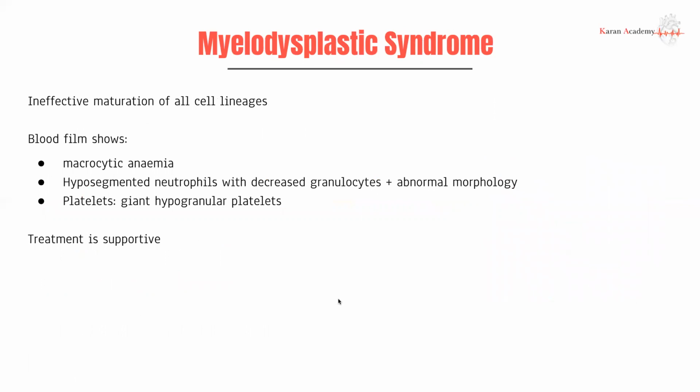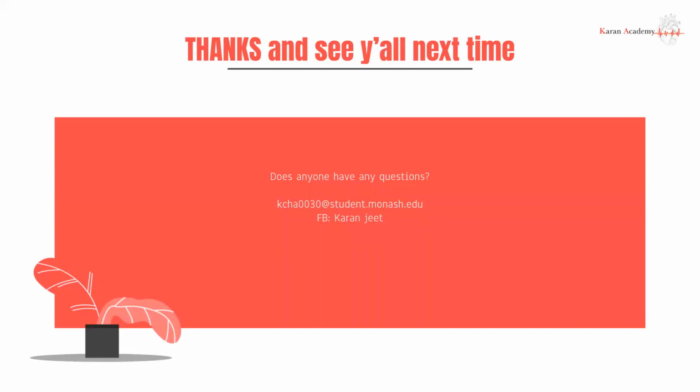And lastly, we have myelodysplastic syndrome, which is, instead of having no maturation, you have ineffective maturation. So you have cells still being produced, but the cells are just horrible. So you can have a microcytic anemia, hyposegmented neutrophils, giant hypogranular platelets. So you're still producing things, but they just don't look like what they should be, and they just do a really bad job. And the treatment for most of these would be supportive.